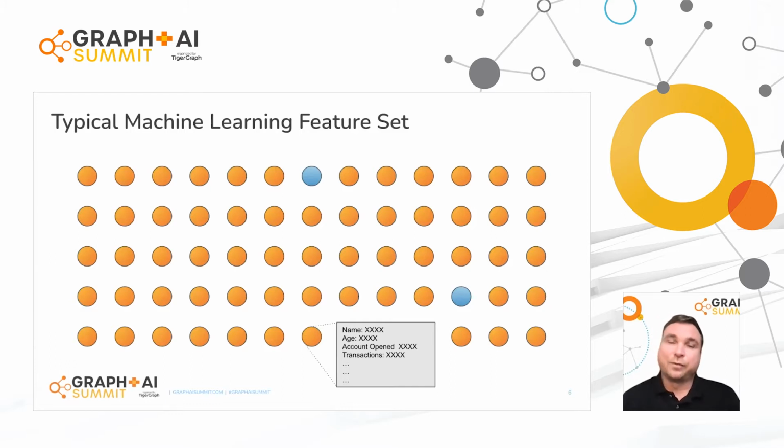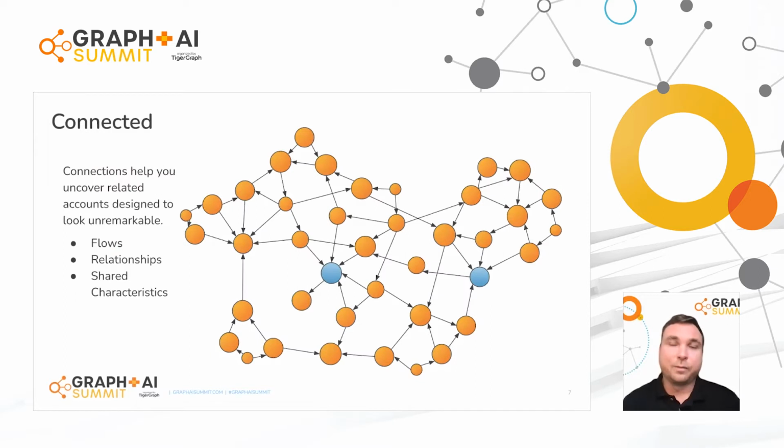A typical machine learning feature set consists of data points, such as name, age, when the account was opened, transactions, things like that. But these data points live in isolation, and the relationships between them are not captured. However, by putting the data into a graph database like TigerGraph, we can effectively model the relationships between those data points and capture things like payment flows, relationships between people, and shared characteristics. This information can then be incorporated into the machine learning model to make it more effective.